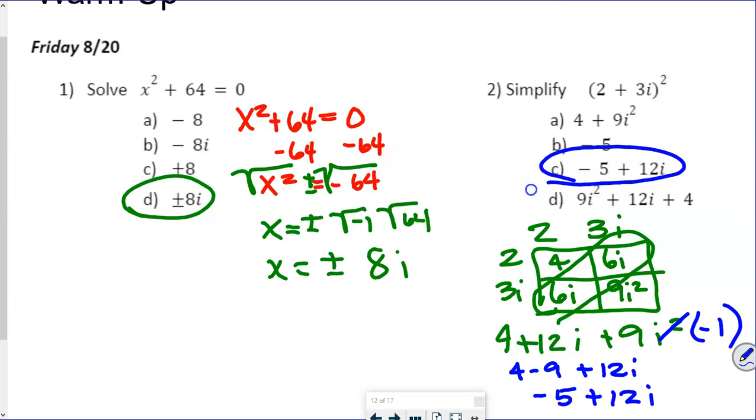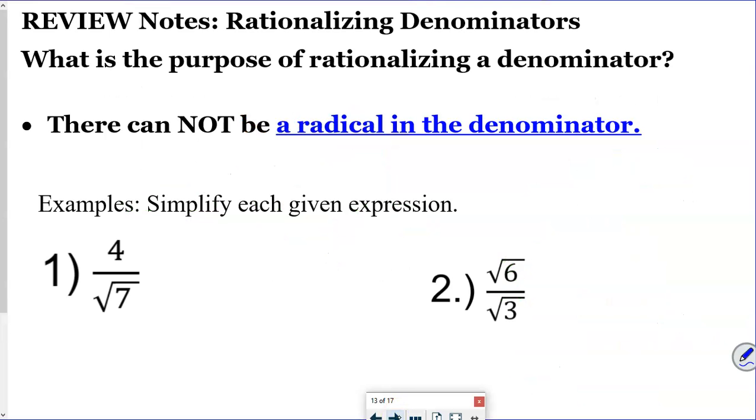So that was that. All right, now we're going to go into the review for today. So our review notes today are rationalizing denominators. And the purpose of rationalizing a denominator is because there cannot be a radical in the denominator. So before I jump into this lesson, though, I'm going to give you guys a little bit of review.